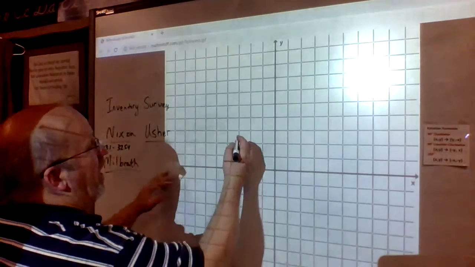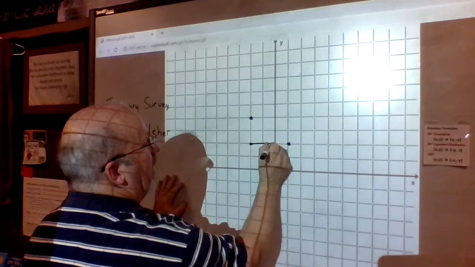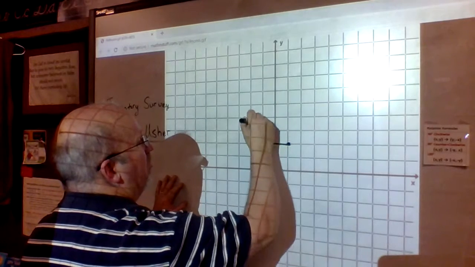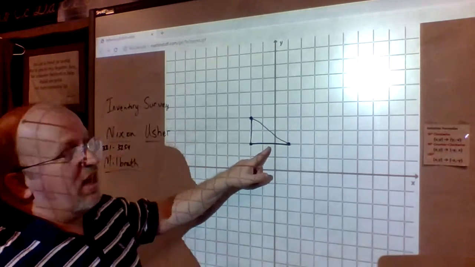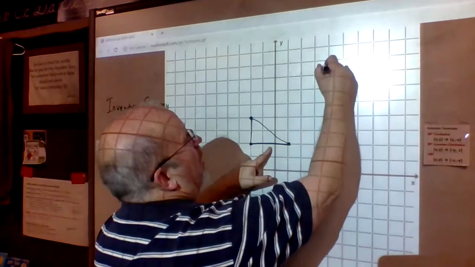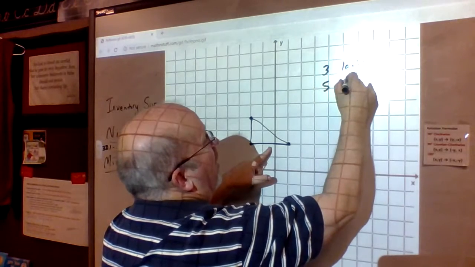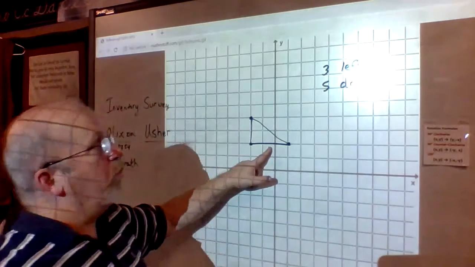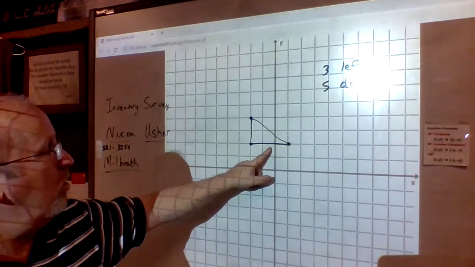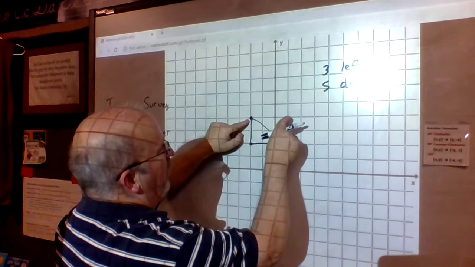Let's imagine that I had a figure that was right here, basically a triangle, and somebody said to me, translate this, or in other words, slide it 3 to the left and 5 down. What would you do? You take each dot individually and go 3 to the left and 5 down.